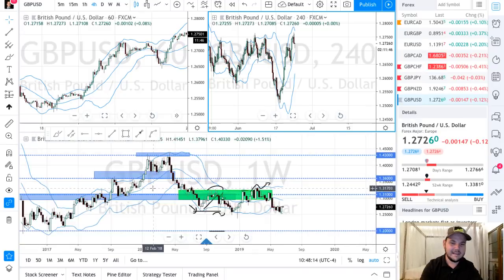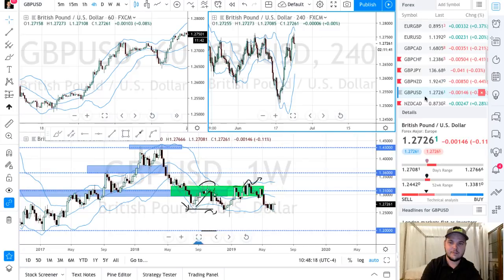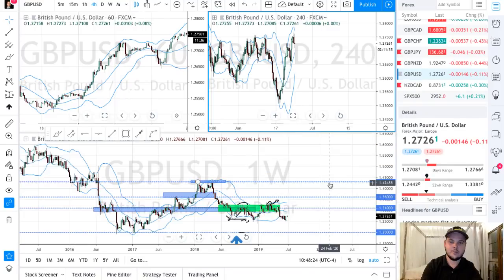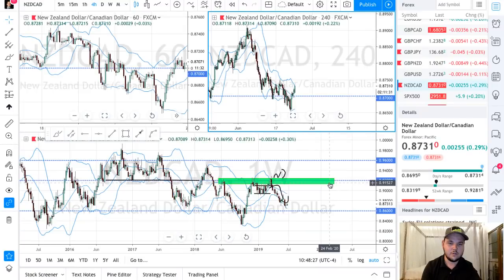GBPUSD is doing a messy range right now, so we're not going to trade that. That's why I didn't flag it. You have a range over here, but it's not very clear, and it's not a major range. So I'm going to skip that for myself. You can still trade if you want. You would look for bullish trades.